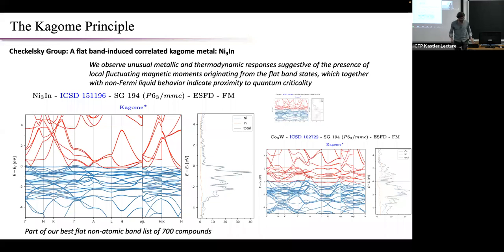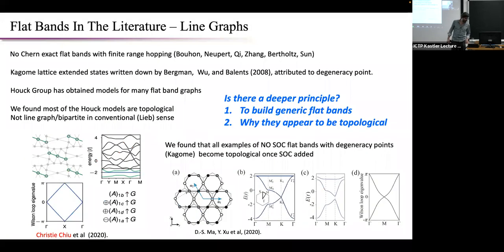This is a paper from Checkelsky's group at MIT, where he analyzes some of the flat bands in this compound. Actually, this compound appeared a week after this paper in our database, but basically he had already done the experiment. But you can also see that there are a lot of other bands around the Fermi level. So you can't really know what exactly is due to the flat band or not. So we're going to try to get a better separation of these flat bands from other bands.